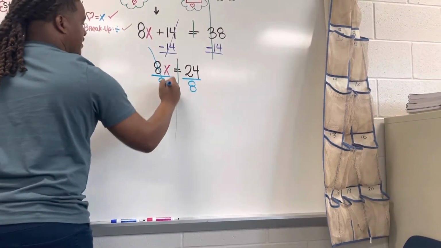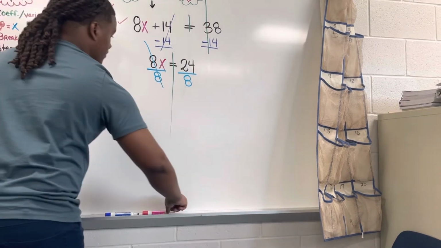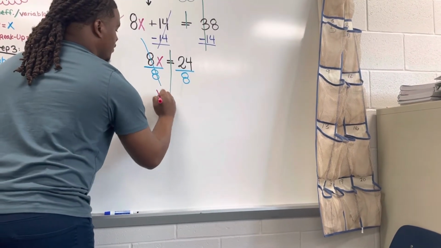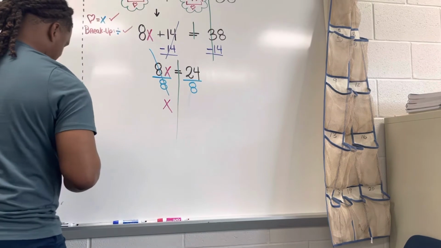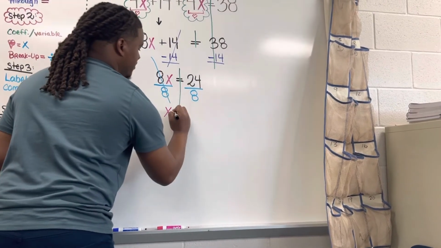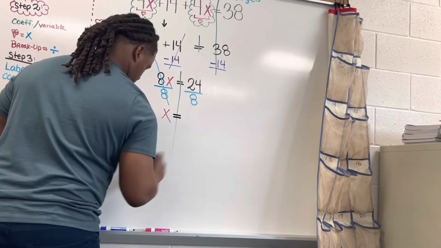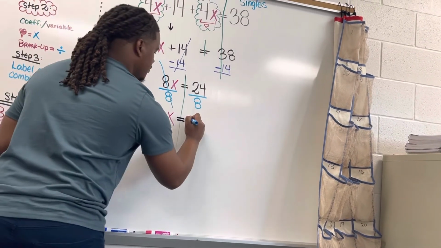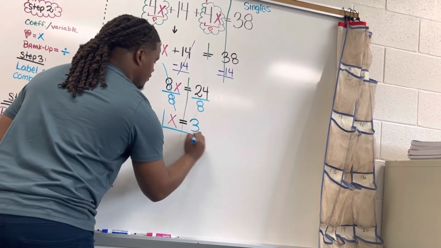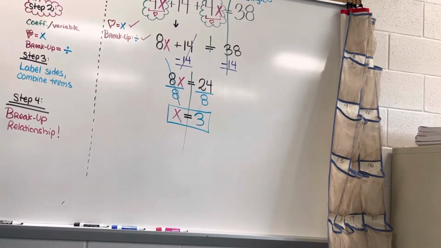8x divided by 8 is just x. And then of course, 24 divided by 8 is a positive 3. It's a positive 3. All right. So your answer is x equals a positive 3.